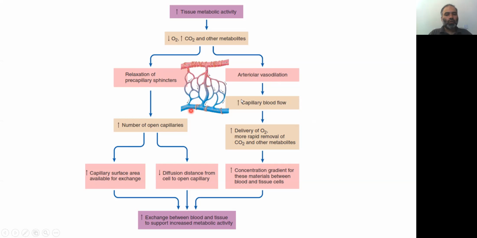Both of them, now look at how they increase the capillary blood flow. Number of open capillaries increases, delivery of oxygen, removal of carbon dioxide takes place. These open capillaries basically increase the surface area, decrease the distance across which diffusion needs to take place. And so eventually your original requirement is fulfilled: increased oxygen and removal of excessive carbon dioxide. This is where microcirculation's architecture is explained from the physiological point of view.